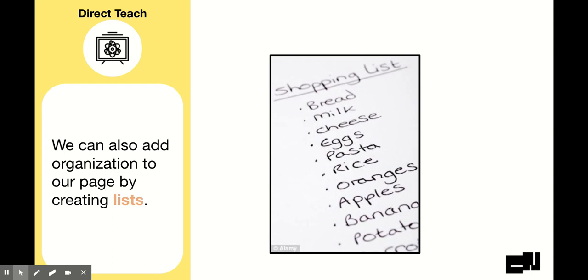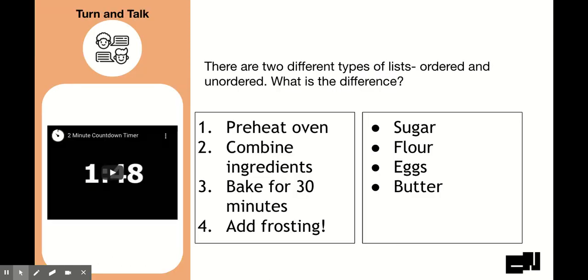What else are we learning? We're also learning that we can add organization to our page by creating lists. Just like I love my to-do list, my shopping list, everything lists, I can also add lists on my webpage. Awesome. So there are 2 different types of lists, ordered and unordered. What do you think the difference is?